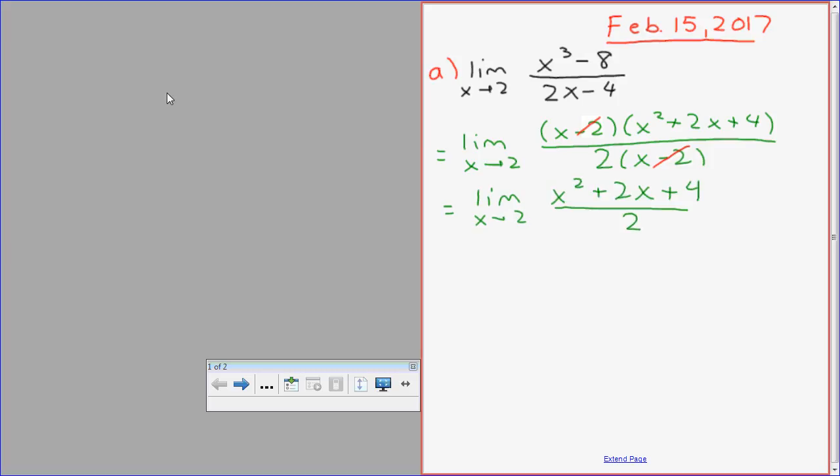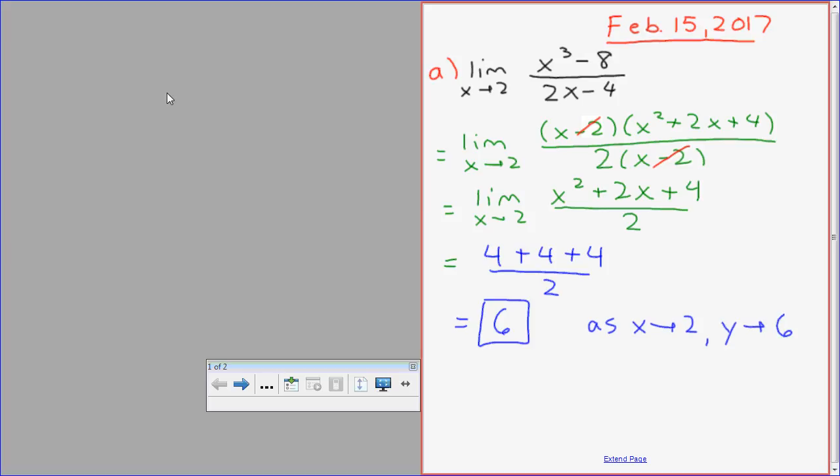All right, Caleb, what do I do next? I just sub the 2 in from here. Perfect, go ahead. 4 plus 4 plus 4 on the top, and then all over 2. So that should equal 6, is that right? Oh, yeah. So what this tells me is that as x goes towards 2, y goes towards 6. That's really what we're saying here.